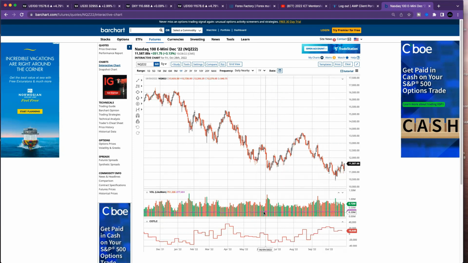Remember, open interest. If there's a drop in open interest by itself, it's showing a potential lessening of shorts. It's a potential lessening of shorts here. All right.